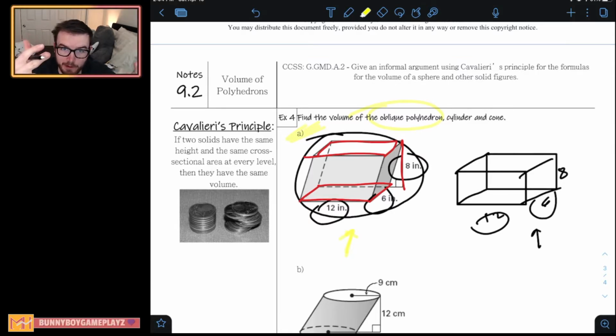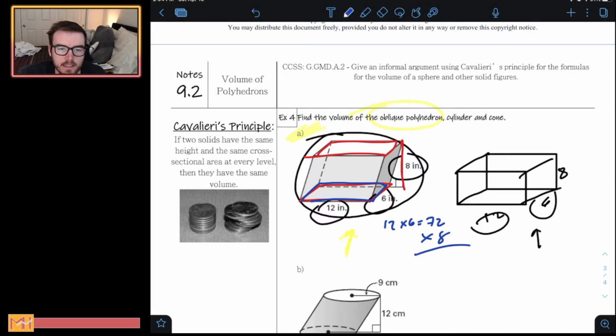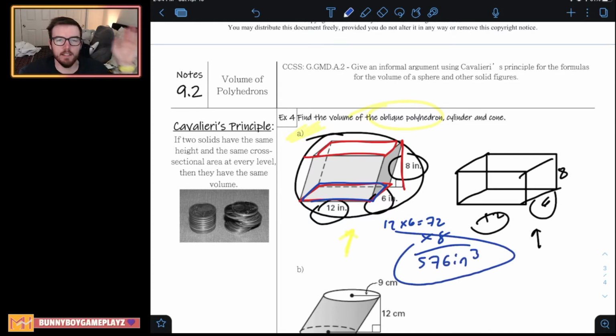So how'd you do? The area of the base is 12 by 6, aka 72, and you multiplied by the height, which is 8. 72 times 8. Hopefully you got an answer of 576 inches cubed, and we call it a day. Under 20 minutes.